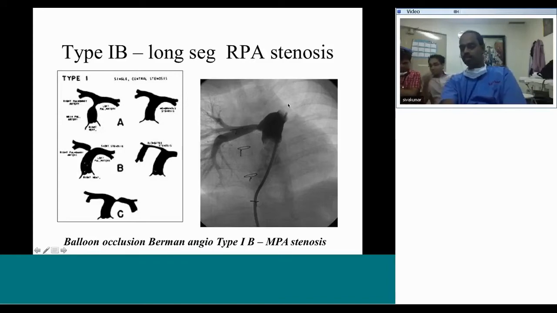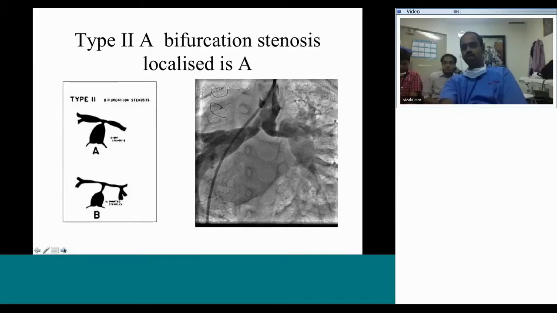Now you can also observe that there is one technique that has been followed for this particular angiogram. When we are injecting into the main pulmonary artery, blood will go into the larger left pulmonary artery far more than the smaller right pulmonary artery. And so this is what is called the balloon occlusion Berman angiogram. So you inflate the balloon so that you selectively fill the right pulmonary artery better. So these are all examples of type 1.